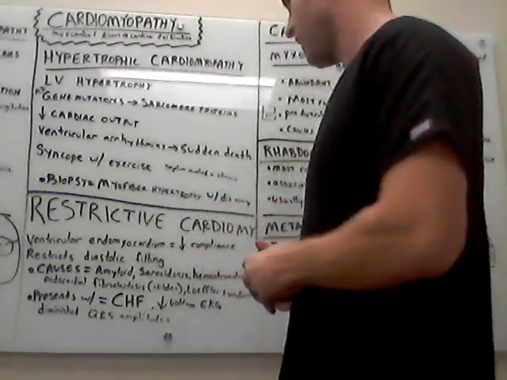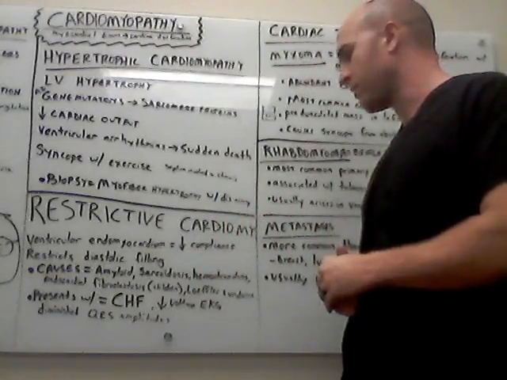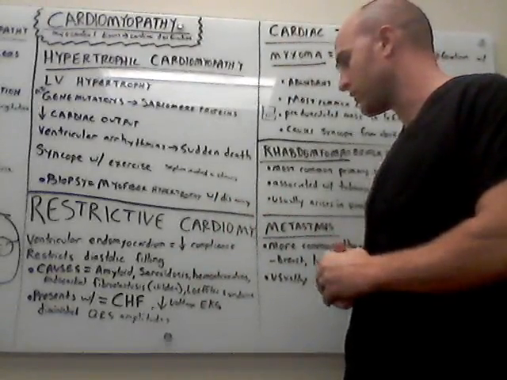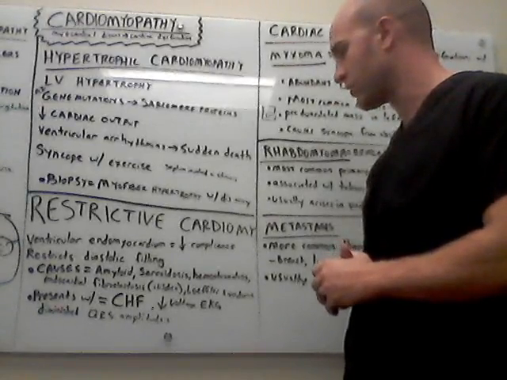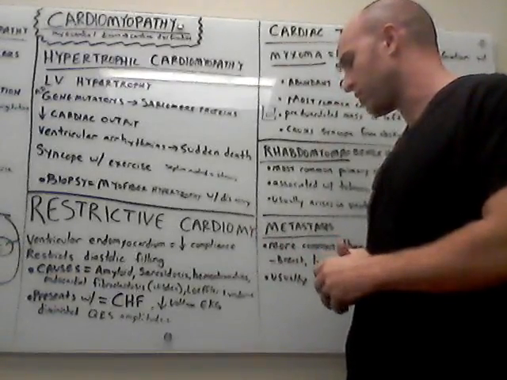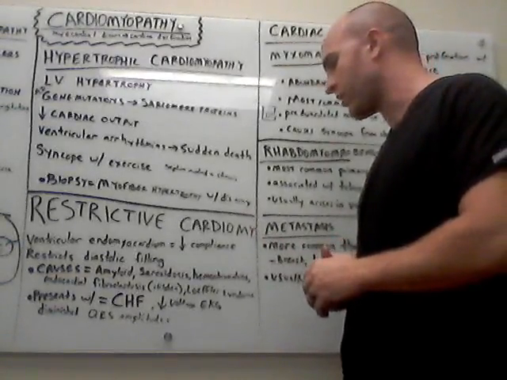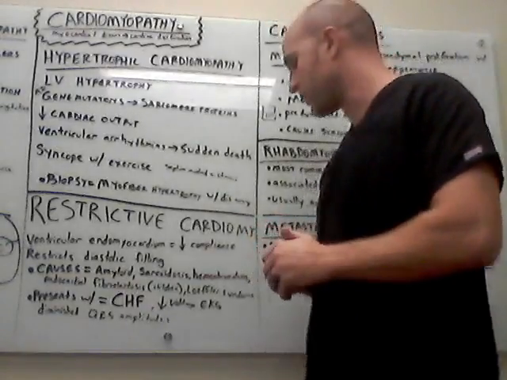So some of the causes of this, it could be amyloid that's building up in there. It could be sarcoidosis, hemochromatosis, endocardial fibroelastosis, which is usually typical in children, or it could be Loeffler syndrome. And this presents with congestive heart failure and sometimes decreased voltage on the EKG.